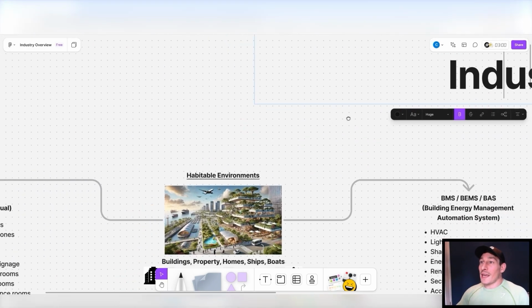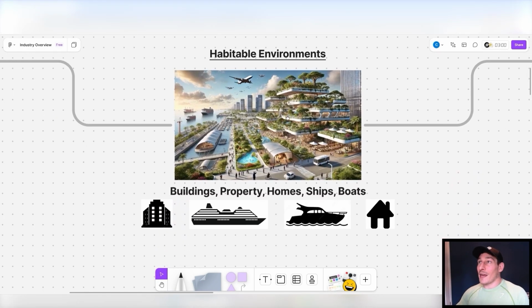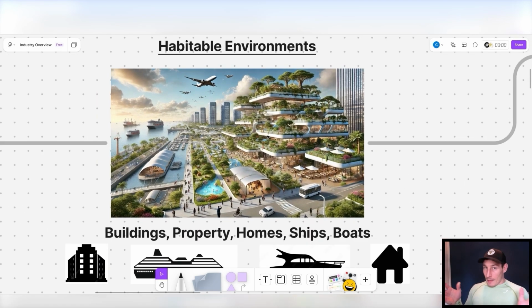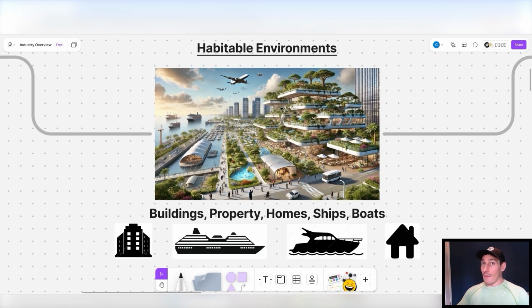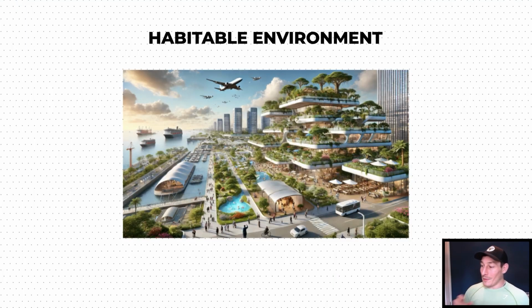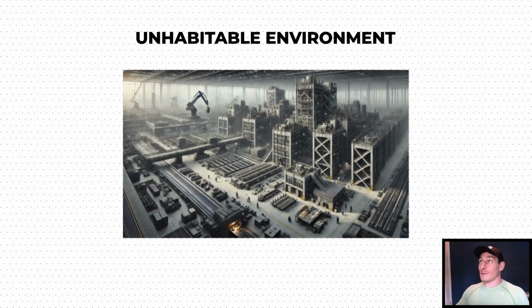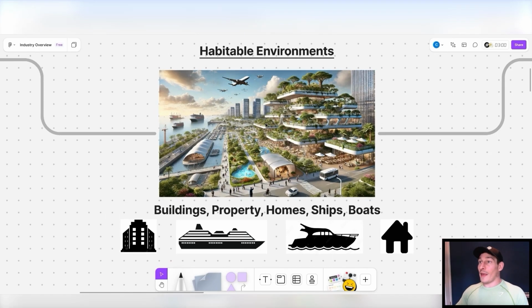The first thing is, controls and automation is very, very broad, and we need a way to split it up because there are specific sectors that it splits into. The best way I think about categorizing these sectors is: are they habitable environments or are they uninhabitable environments? That's how they're split.